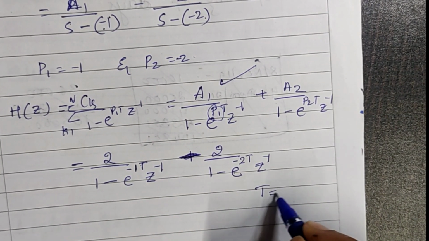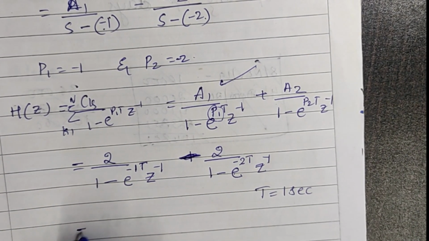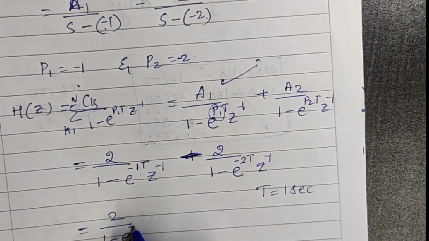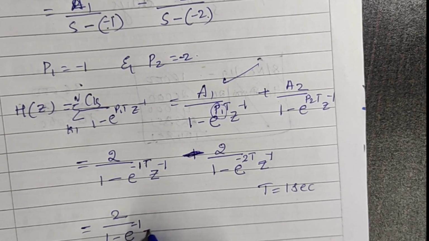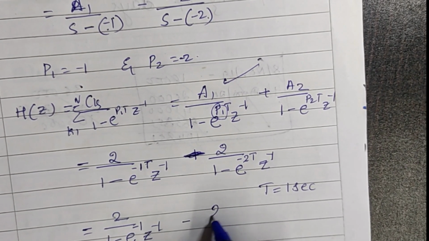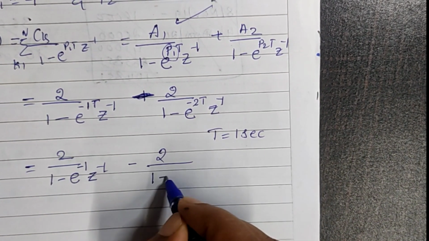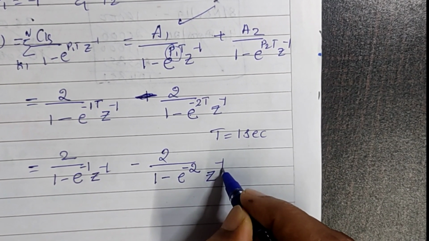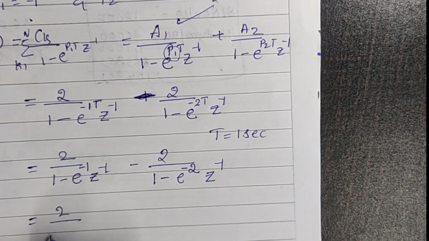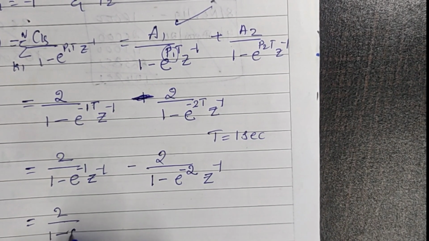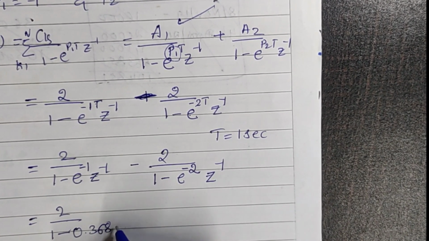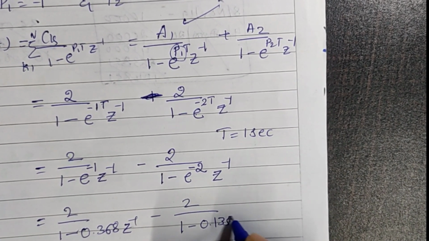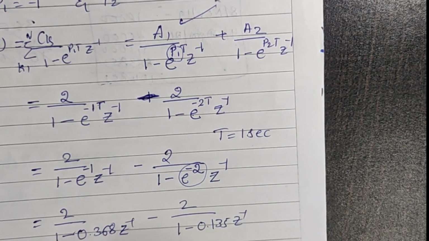Since we know t is equal to 1 second, they have already provided. Therefore it is 2 divided by 1 minus e raised to minus 1 into 1, into z raised to minus 1, minus 2 divided by 1 minus e raised to minus 2 into 1, into z raised to minus 1. Therefore we have to compute the value of e raised to minus 1: it is 0.368 z raised to minus 1, minus 2 divided by 1 minus 0.135 z raised to minus 1. e raised to minus 2 value we have to get.